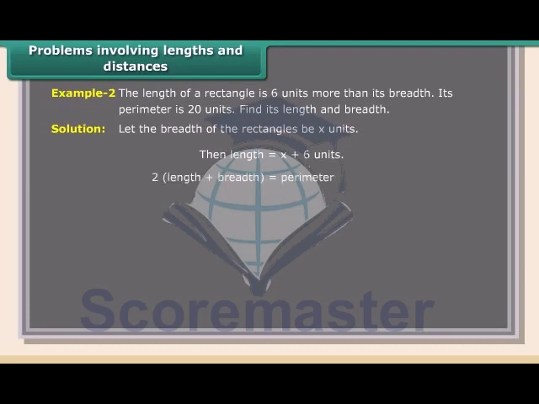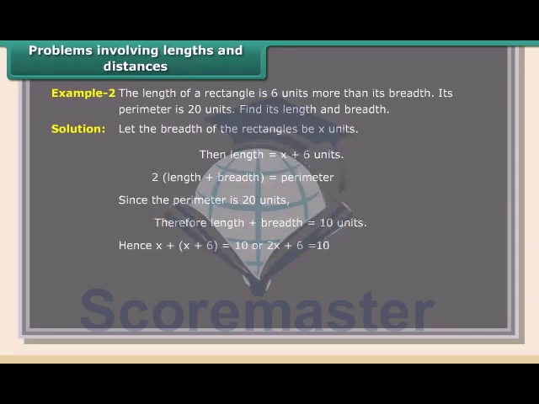2 into length plus breadth is equal to perimeter. Since the perimeter is 20 units, therefore length plus breadth is equal to 10 units. Hence x plus x plus 6 is equal to 10, or 2x plus 6 is equal to 10. Therefore, 2x is equal to 4 and x is equal to 2. Breadth is equal to 2 units. Length is equal to 2 plus 6, which is 8 units.